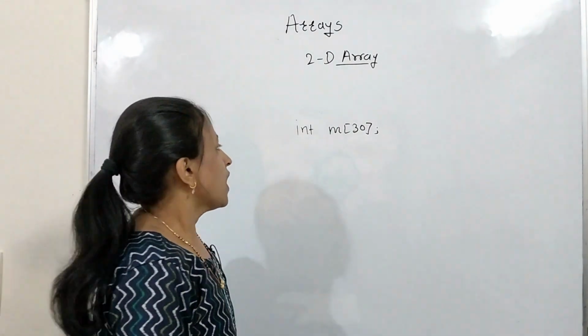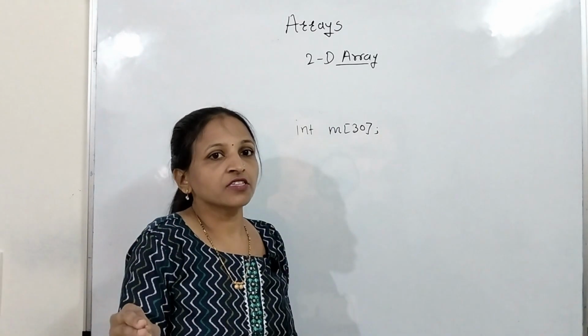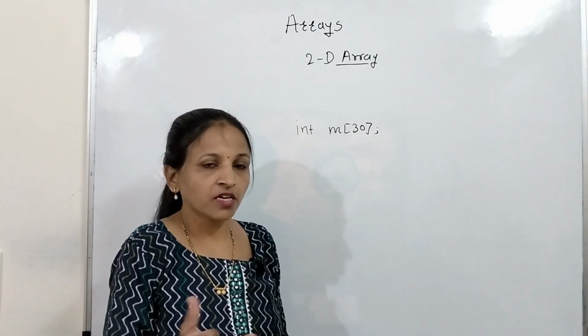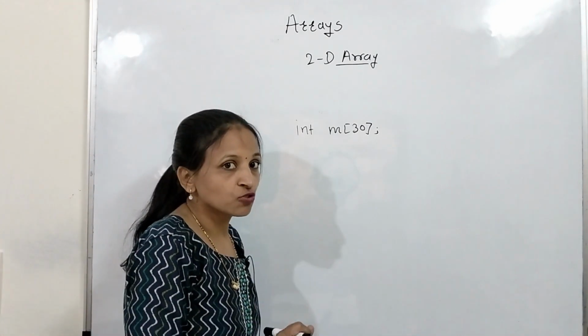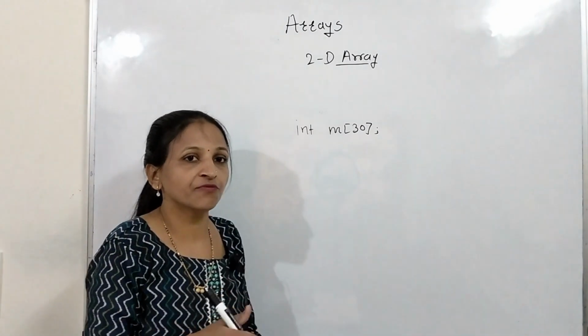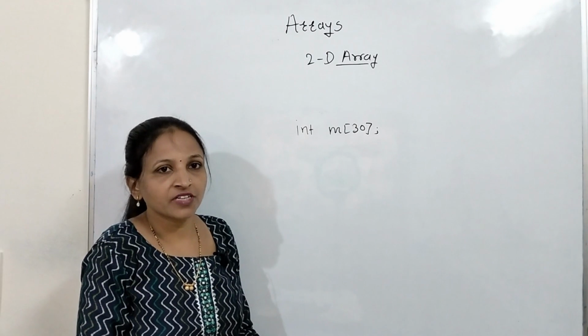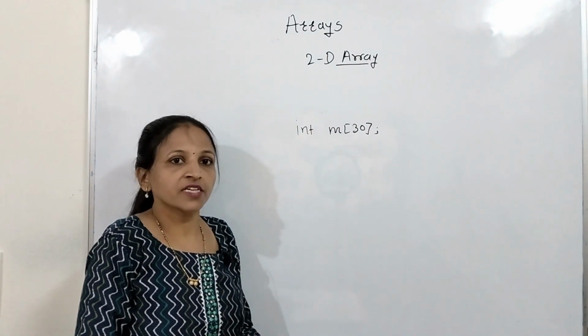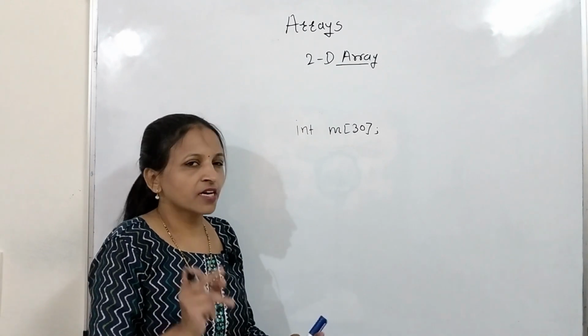Now see, I want to store marks of 5 different subjects of 30 students. Then what should be done here? See, 5 different subjects of 30 students. For one student there are 5 different subjects. For the second student again there are 5 different subjects. For the third student again there are 5 different subjects. In that way, then there are 2 possibilities.